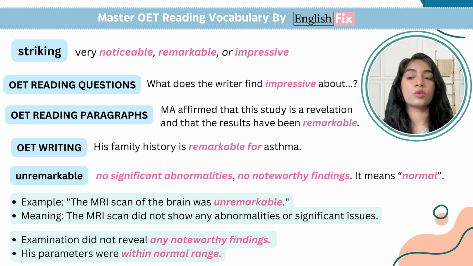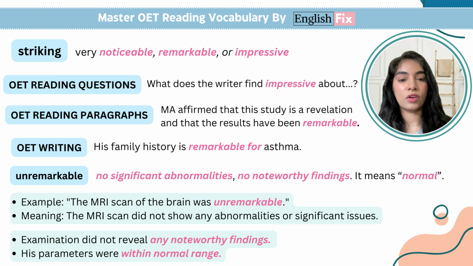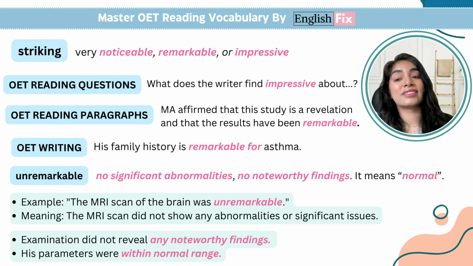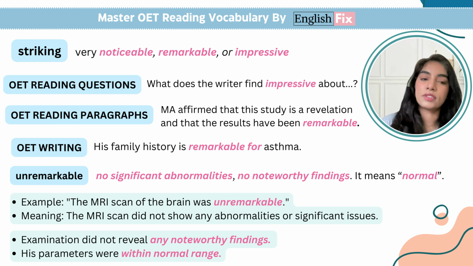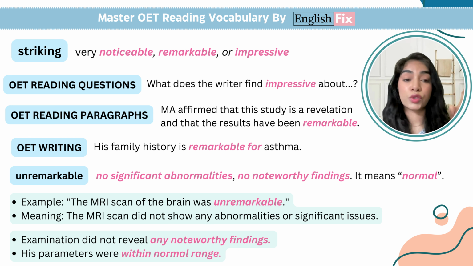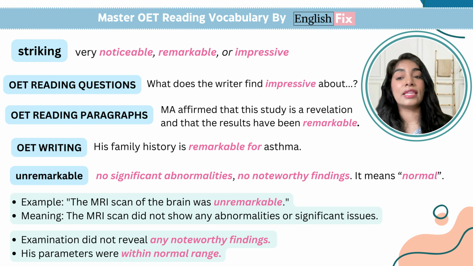I was talking about using the word remarkable in your OET writing earlier, and how we can do that is if I want to say that the findings or the results for something, or something that you should take note of, to the reader of the letter, I can say, in this example, his family history is remarkable for asthma. That means that in his family history, one thing that you should take note of is that they have a history of asthma.